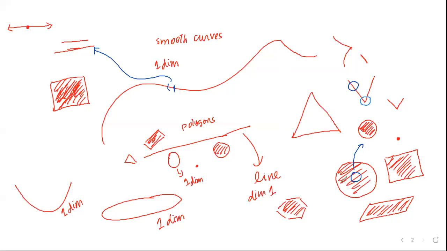If you take any small piece from the disk, that small piece looks like a part of a plane, and the plane is two-dimensional. That's why the whole disk is two-dimensional. Similarly, any part of this square looks like a part of a plane, and it actually is a part of the plane. So this is a two-dimensional object, or space, or shape.